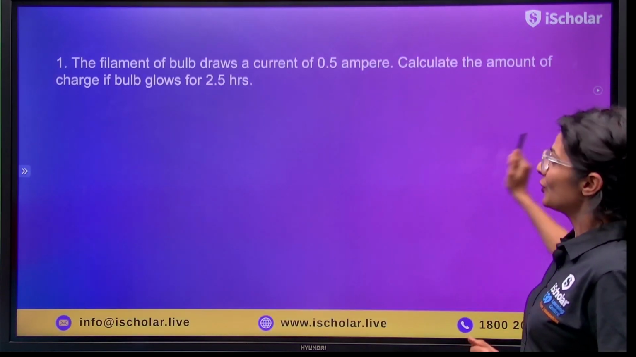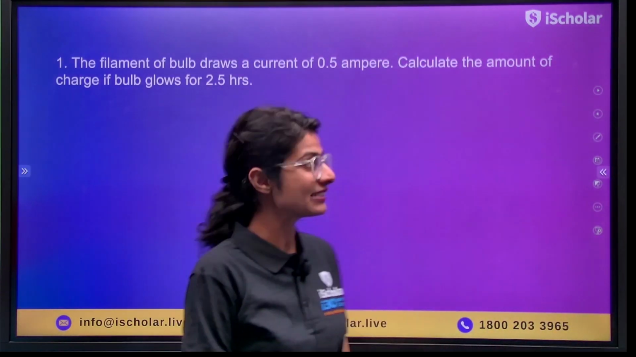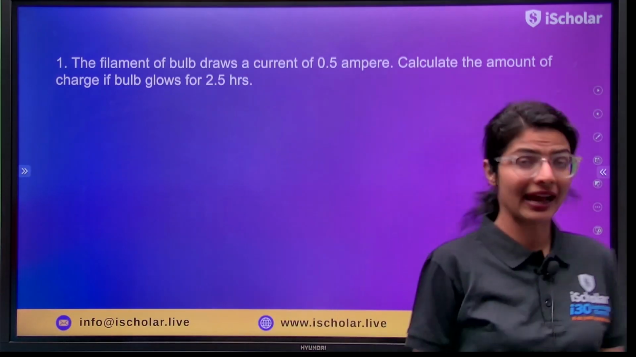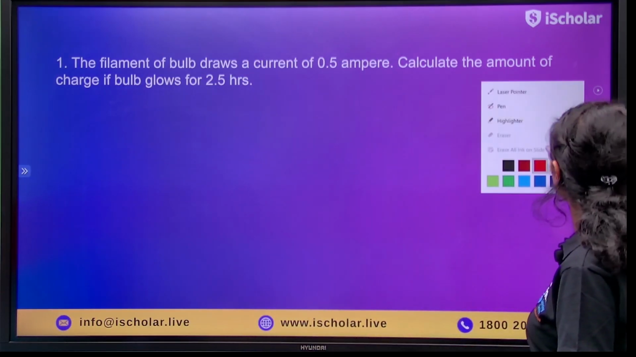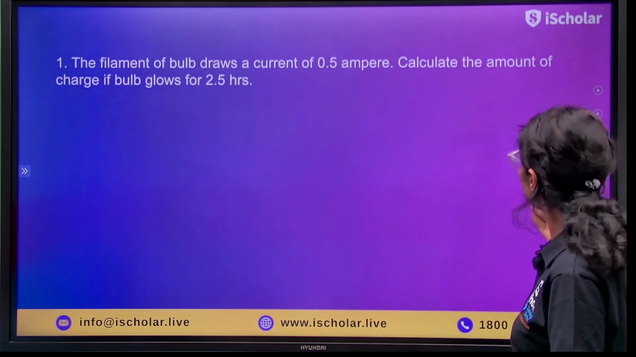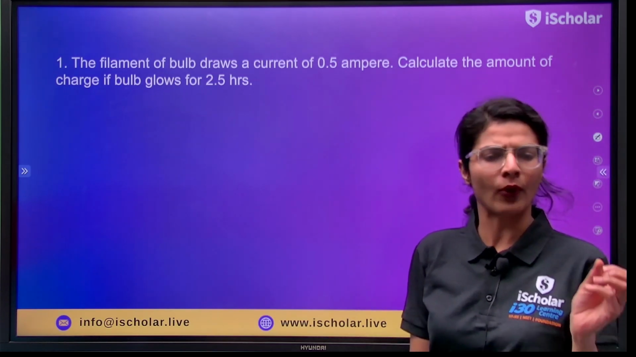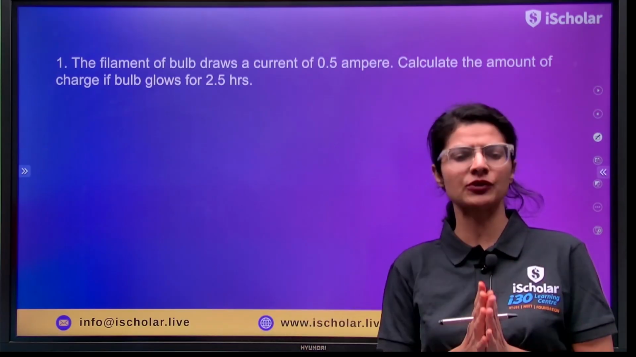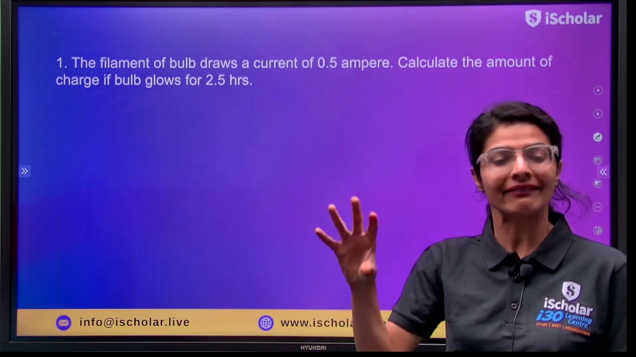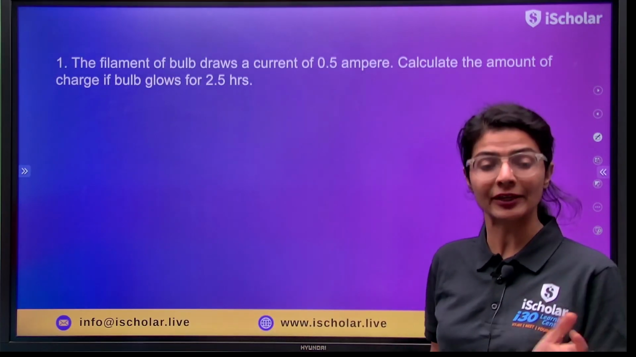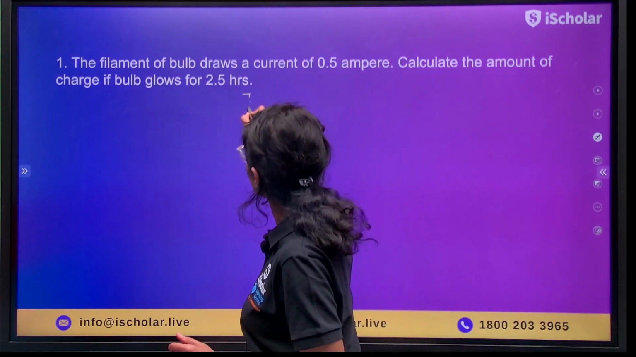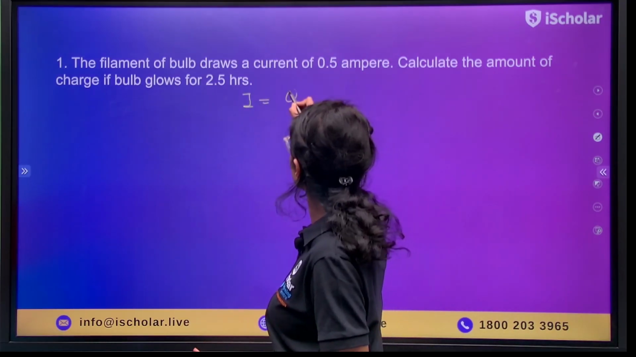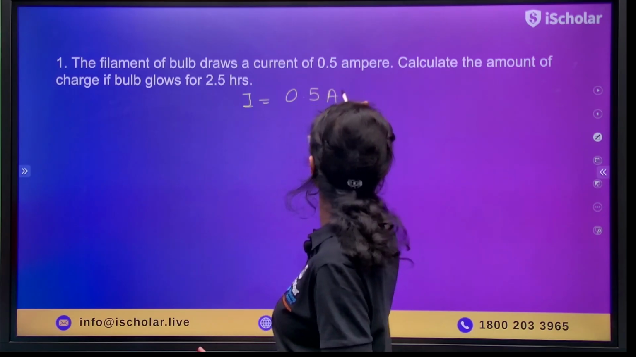Okay, so the first question which we have is, it is given that we have a filament which draws a current of 0.5 ampere. Let me tell you students, whenever you have any question in your board exam, the first thing you have to do is just write whatever is given to you. This will make your answer look very good. So you have to attempt the question in the same way. You will write the current is 0.5 amperes.